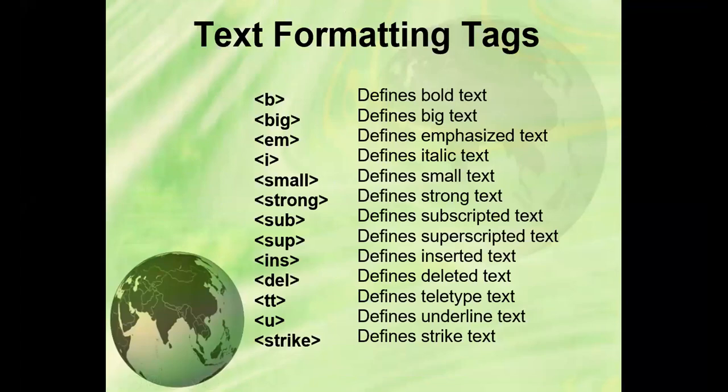And now you are seeing text formatting tags, some text formatting like B. B defines bold text and BIG defines big text. EM tag defines emphasized text. I defines italic text. Okay, I have to memorize all these tomorrow. Okay, memorize, but just see first. Now I am doing it in practical, how to use these tags on a website. First B, big, EM or I.